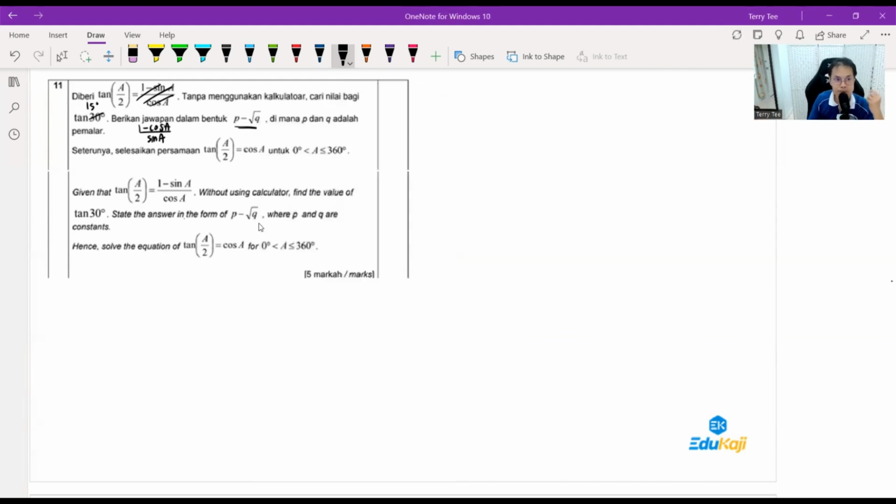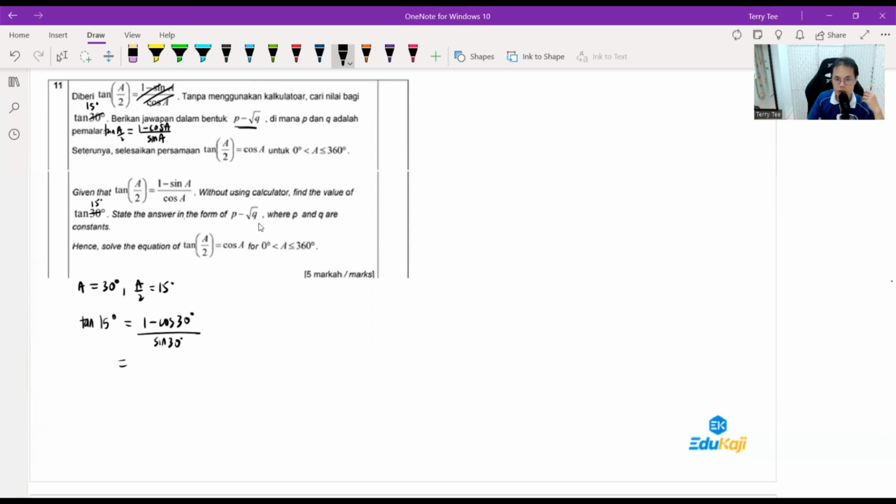Okay, so let's start. Number one, let's say you're given tangent A over 2 equals this. We're supposed to, without using a calculator, find the value of tangent 15. So we let A be 30, so your A over 2 will be 15. Let's substitute inside. Tangent A over 2, so if your A over 2 is 15, this will be (1 minus cos 30) over sine 30.